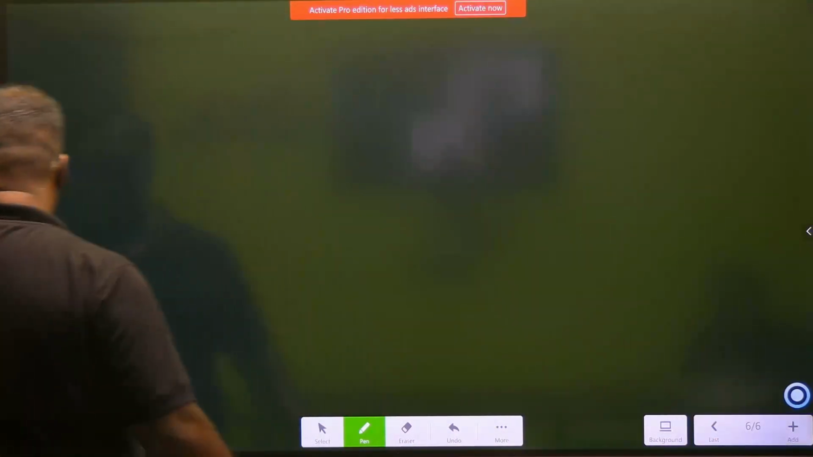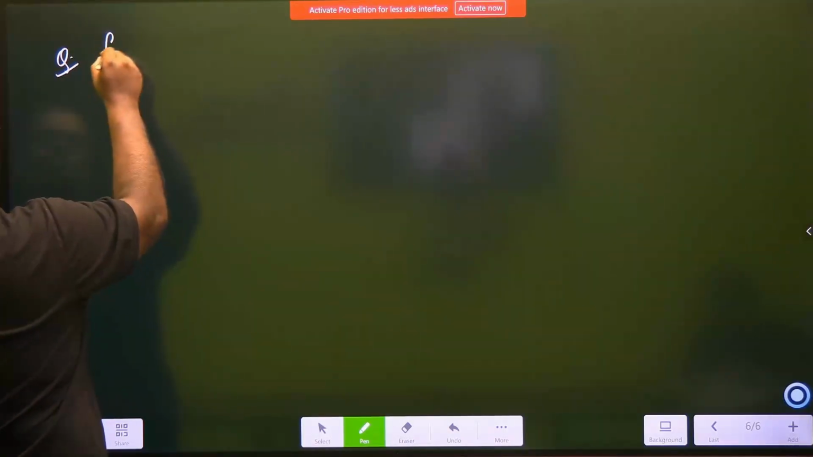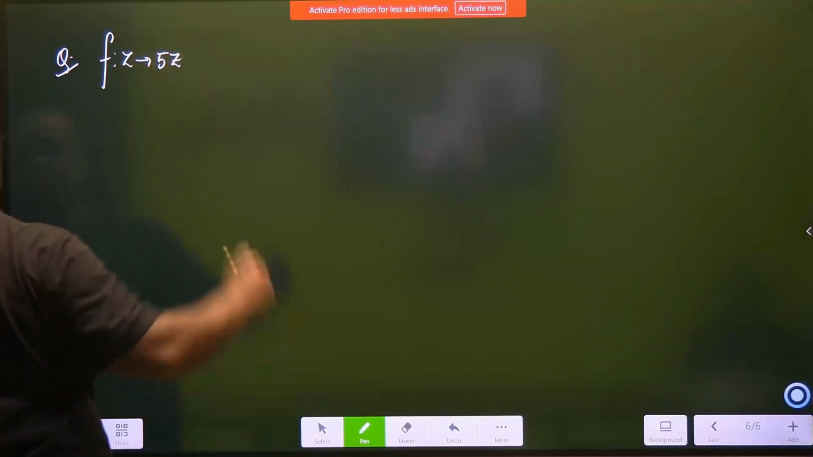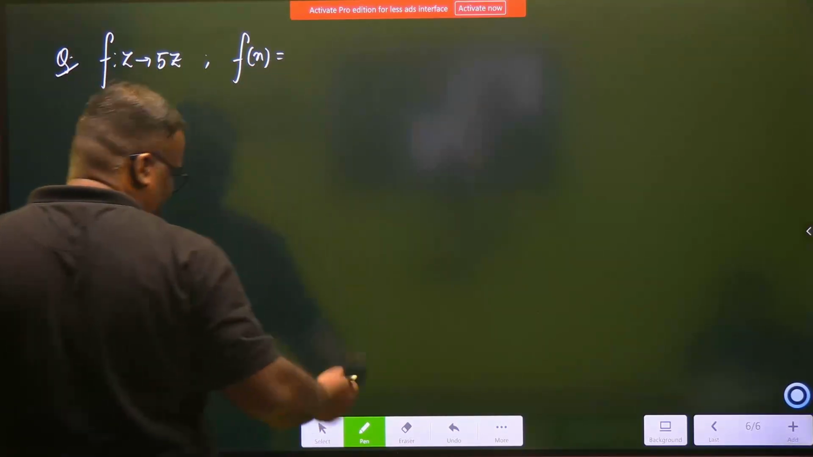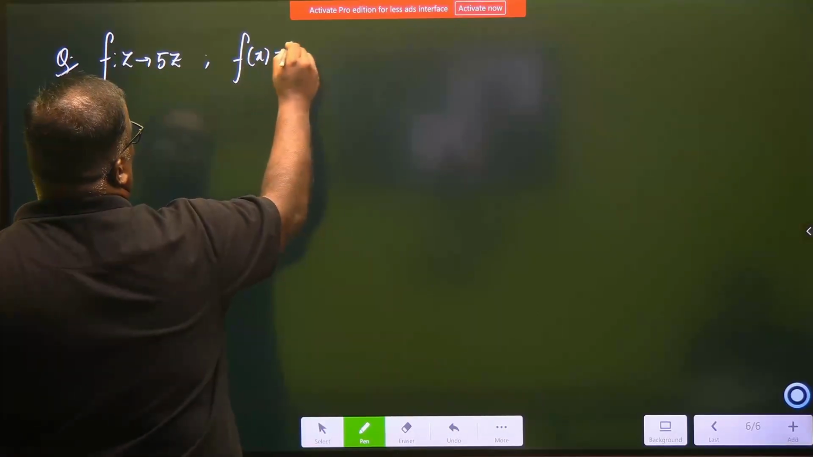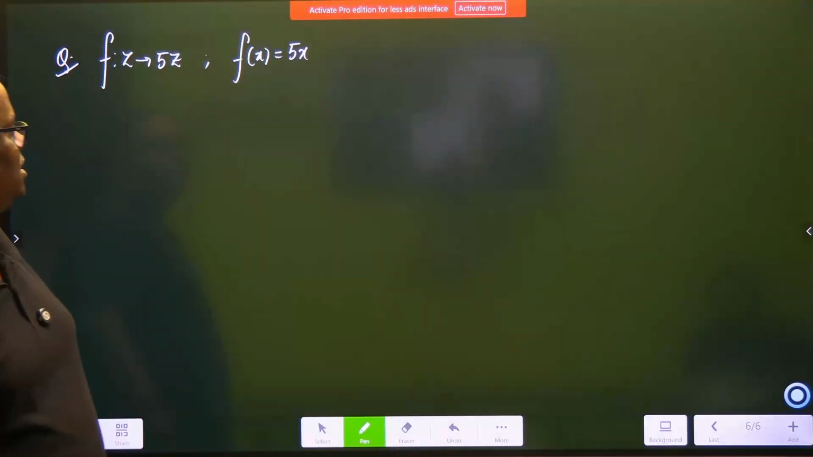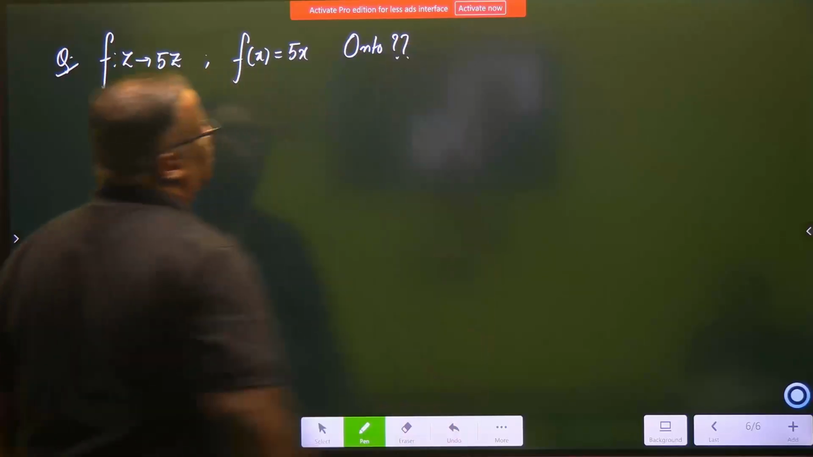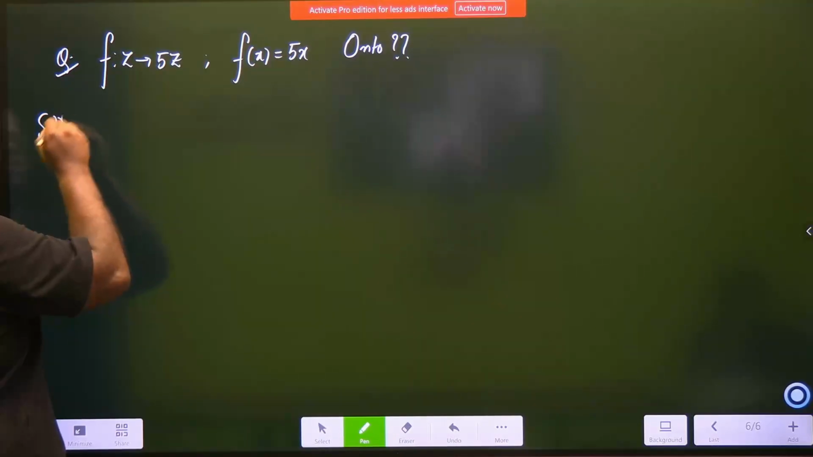So our first question for onto is: f is a function mapped from Z to 5Z. And the function is given by f of x, let's say f of x is equal to 5x. This is the function. f of x equals 5x. Prove that this function is onto. You have to check whether this function is onto or not, surjective. So how do we do it? So we come with our step solution.